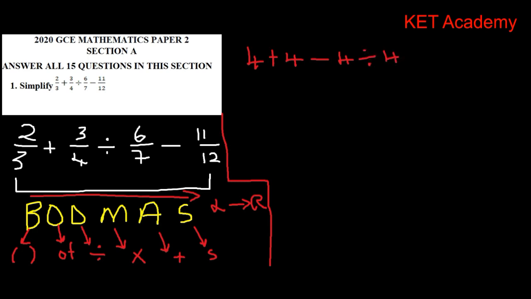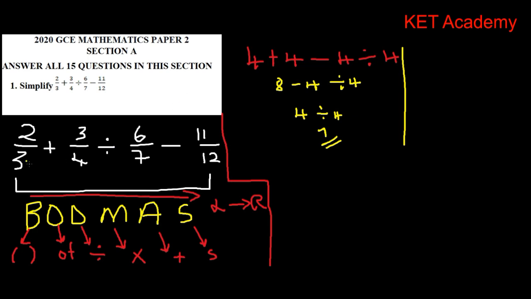So the tendency is that a normal person comes and says 4 plus 4 is 8. 8 minus 4 divided by 4. So 8 minus 4 will give us 4, and now 4 divided by 4 will give us 1. So most of the time many will write their answer to be 1, which is very wrong. So if you know your rule of BODMAS, we are going to first of all apply it to this question and see what our result will be. Then we now compare with what we had initially.